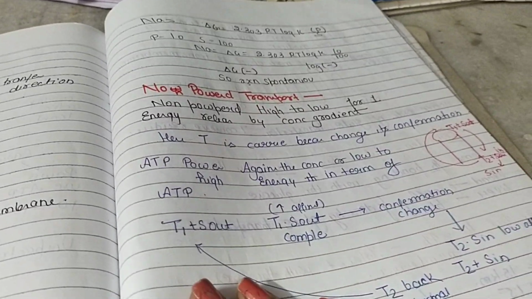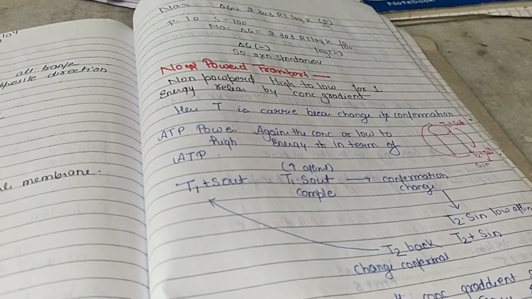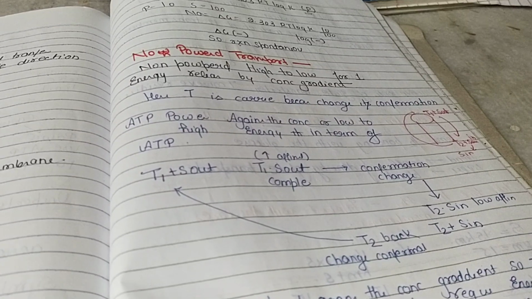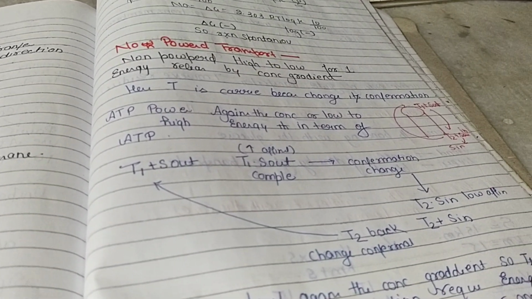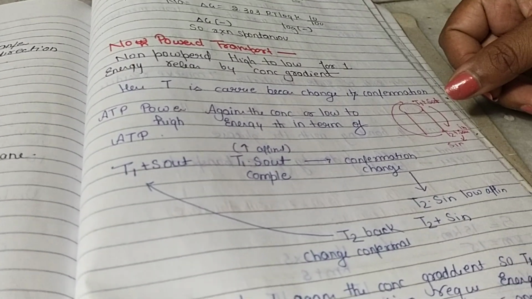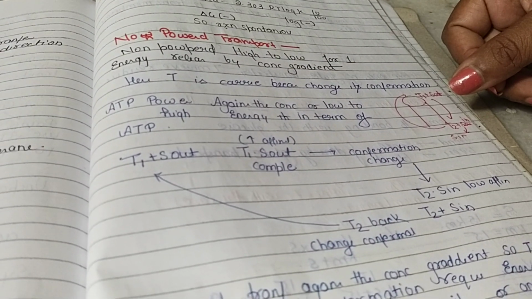Okay. Now we talk about non-powered transport. Non-powered transport goes high to low, with energy released by the concentration gradient. Here T is the carrier because of the change in conformation. ATP-powered transport goes against the concentration, low to high, with energy in the form of ATP.